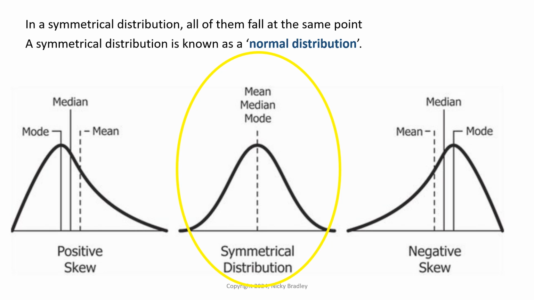On either side, you can see variations. These are skewed distributions. Don't worry too much about those, we will come back to them. But in a skewed distribution, those 3 figures do not fall at the same point.